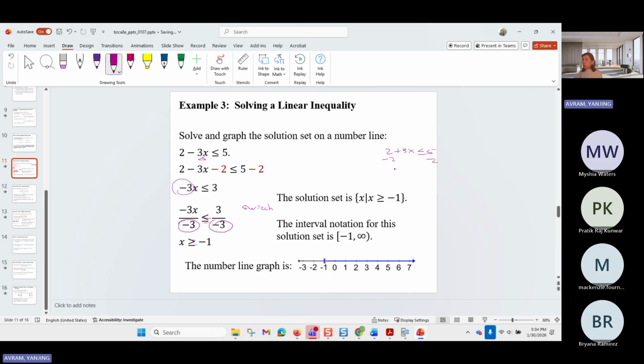So let's see if we do this one. We have 3x less than or equal to 5 minus 2, which is 3, and then we divide both sides by 3. Since the number I divide by is positive, I don't change the inequality direction, so we still have less than or equal to 1. But this one is different. The number I divide by is a negative number. That's why you have to switch the inequality direction, and it becomes x is greater than or equal to 1. Greater than or equal to 1 goes to the right hand side.